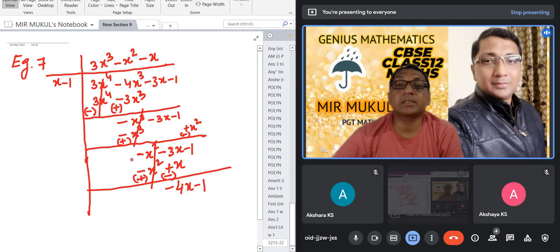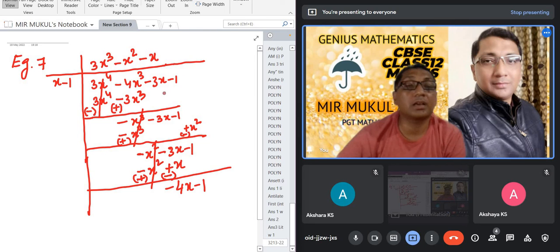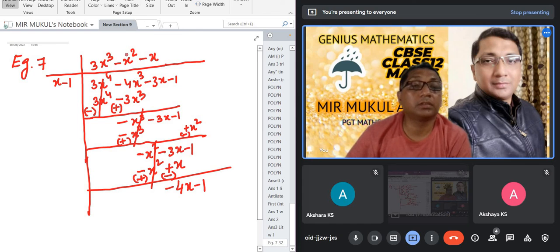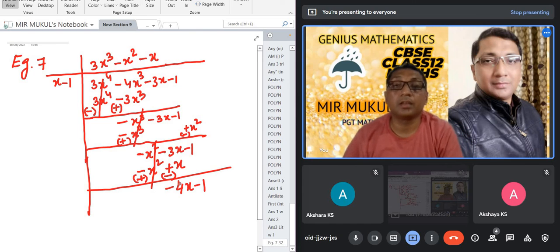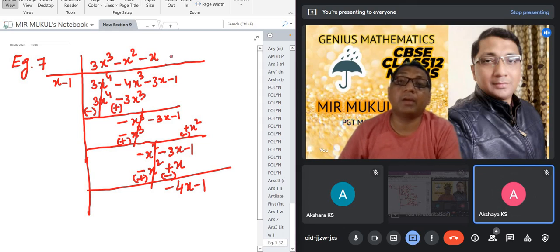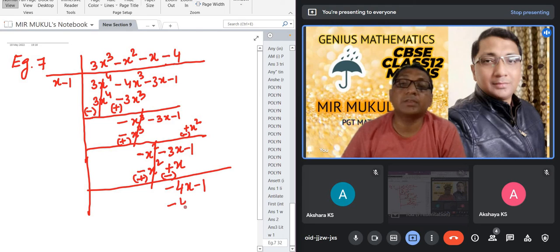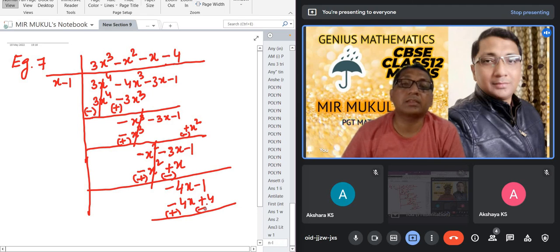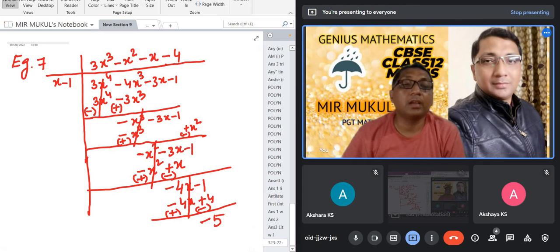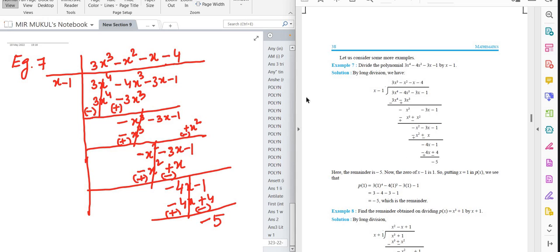Now its first term and its first term, if you divide, then what will you get? Akshaya will tell. Minus 4. Minus 4. So we'll get minus 4x plus 4. Now again subtract, here plus sign, here minus sign. So these two cancel. What are we getting? Minus 5. Okay, so after dividing we are getting minus 5 as the remainder.